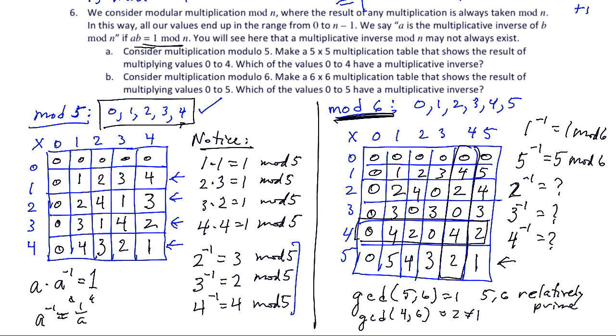However, over on the mod 5 side, because 5 itself is prime, every number is relatively prime to 5, and that means they all have multiplicative inverses. That's the idea here, and that's a very important launching off point into some cryptography that some of you may have coming up soon. Hope that helps.